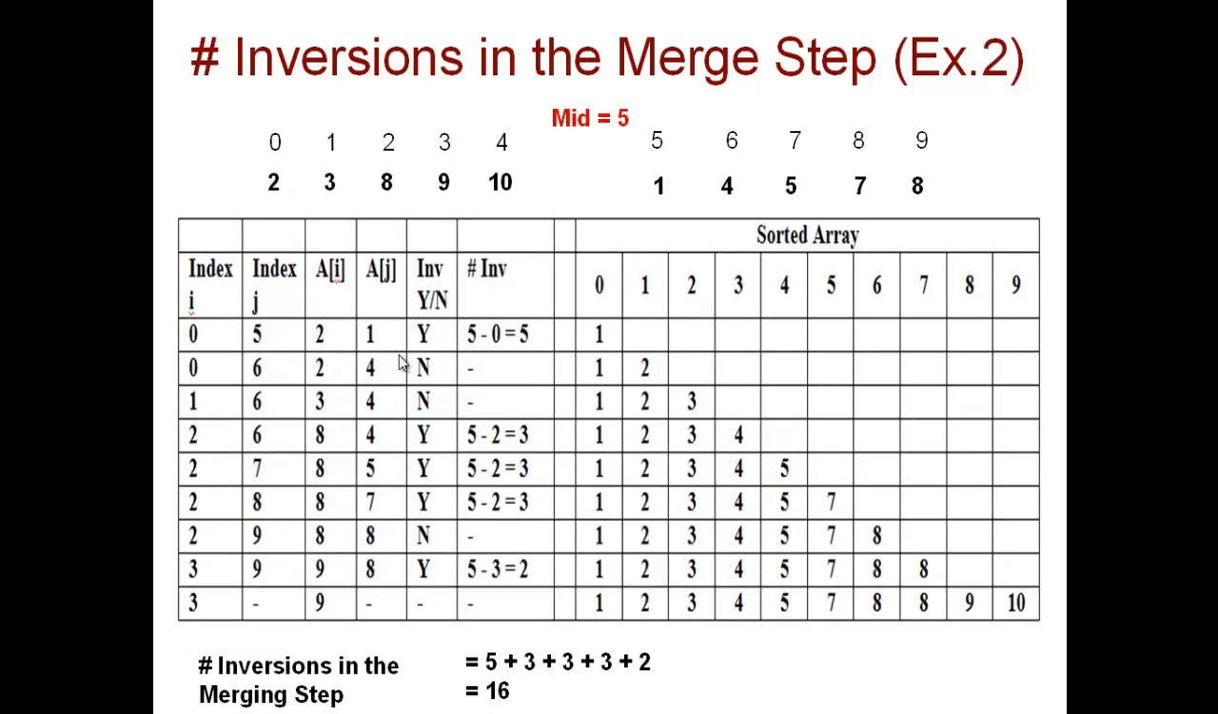Okay. So I have another example which you can go through as practice. Again, once you are given the two subarrays, the mid is fixed. In this case, it's again 5 in this example.